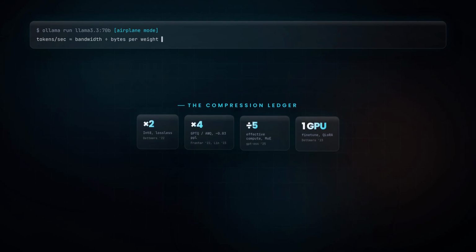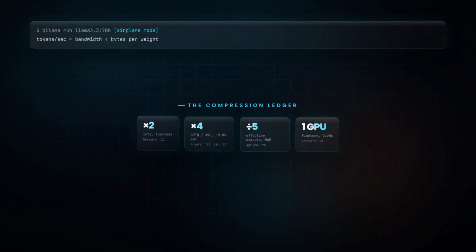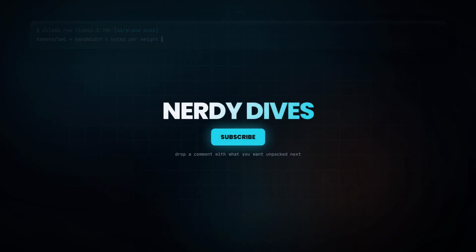None of this was one breakthrough. It's 5 or 6 groups, each attacking a different term in one equation. Tokens per second equals bandwidth over bytes. And the deeper thing, every paper in this video is public. Every method is in open code you can read tonight. The bibliography's pinned, with page numbers for every claim I put on screen.